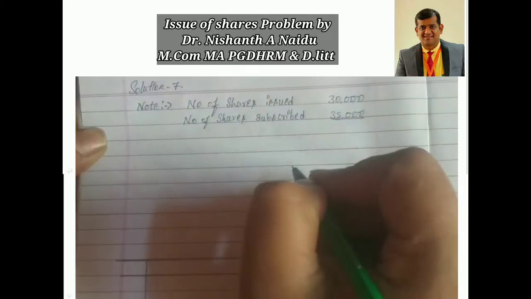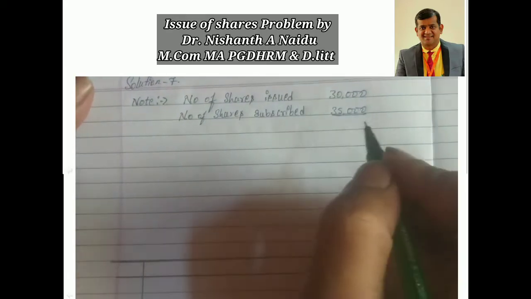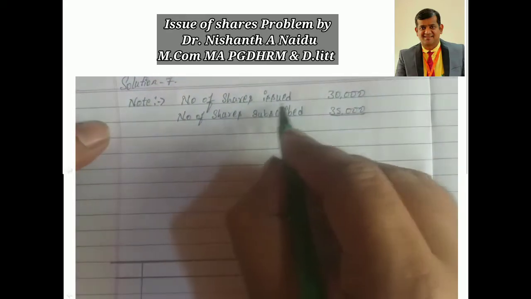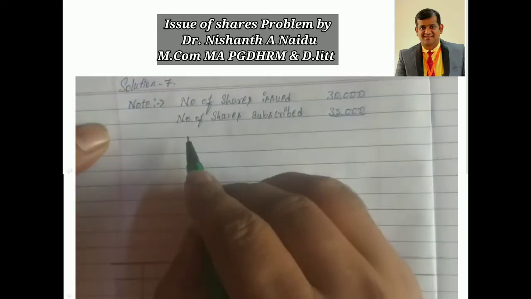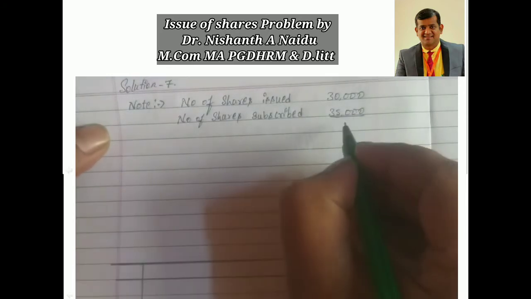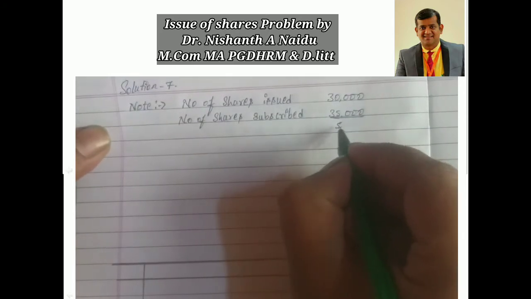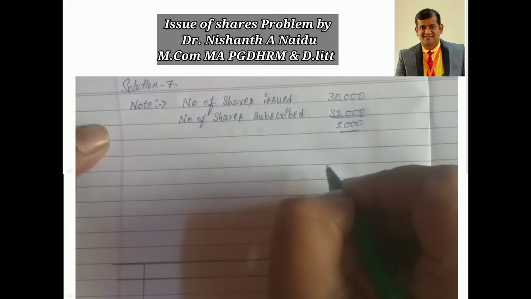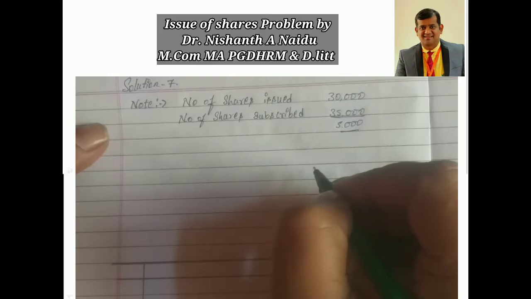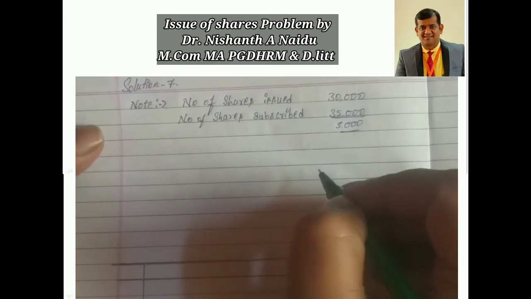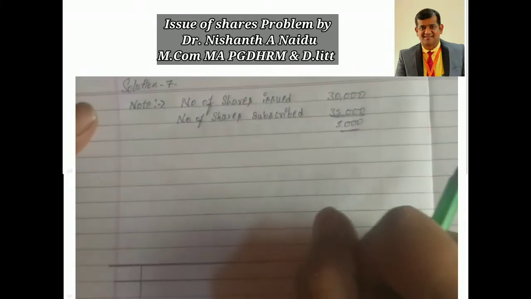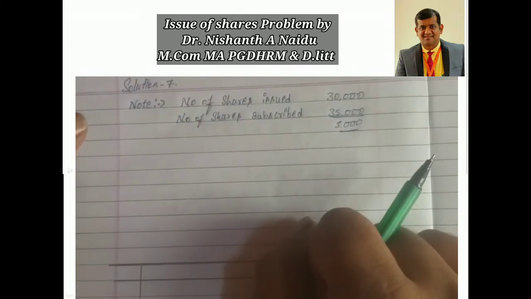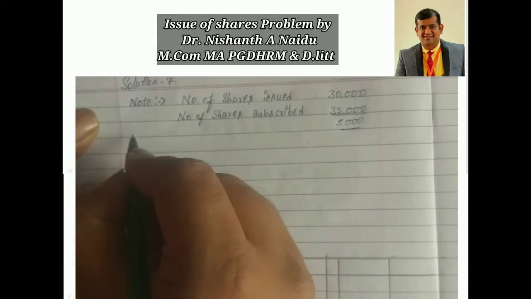So if you look at this, number of shares issued by the company Gagana Company Limited is 30,000 shares. Number of shares subscribed by the public is 35,000 shares. So 5,000 shares are more subscribed by the public. That means the public has applied for 5,000 more. So 5,000 is applied in excess by the public to the company. Clear?